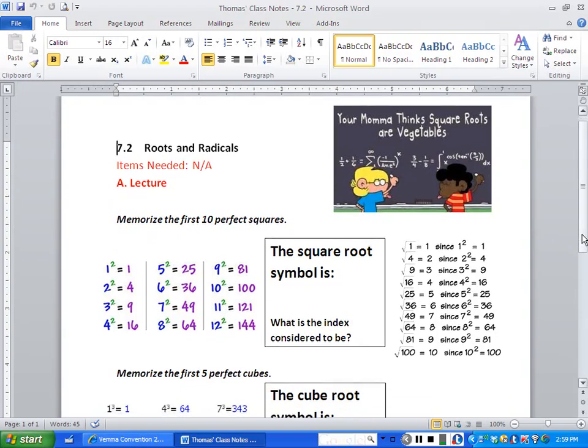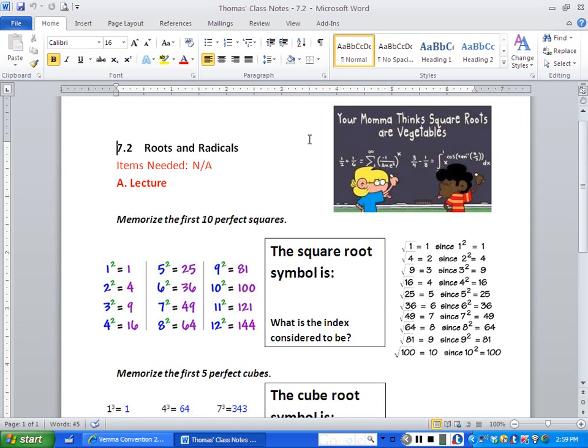Well, hi students, this is an Integrity video on roots and radicals. This is 7.2, and the first thing I need to remind you to do is to make sure that you are familiar with the perfect squares. Definitely be familiar with the first 10 perfect squares.